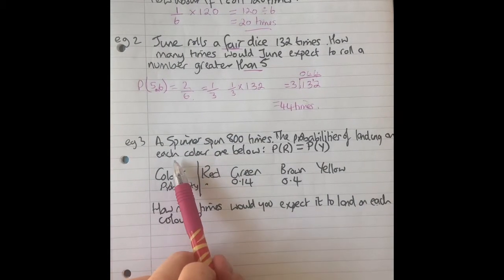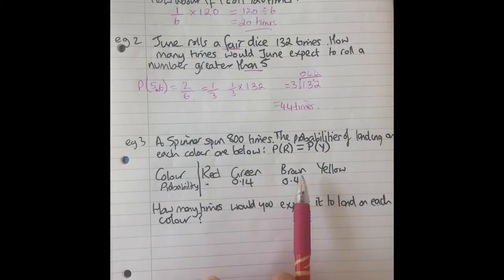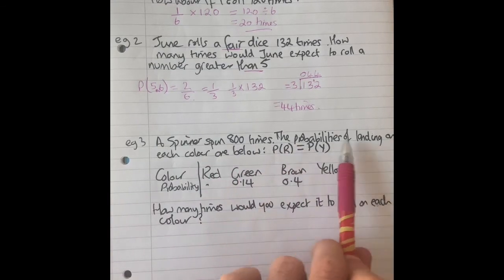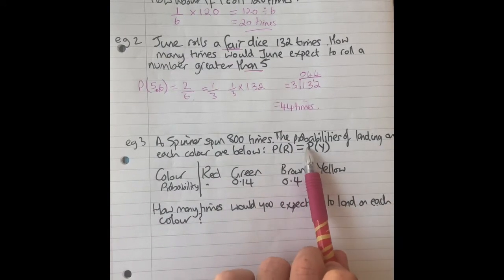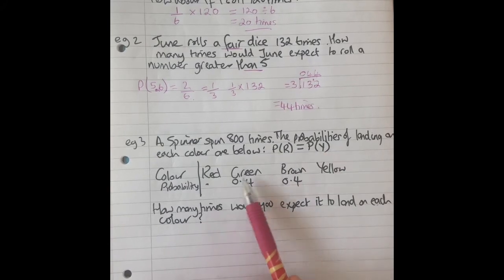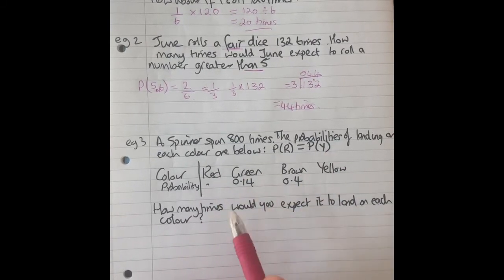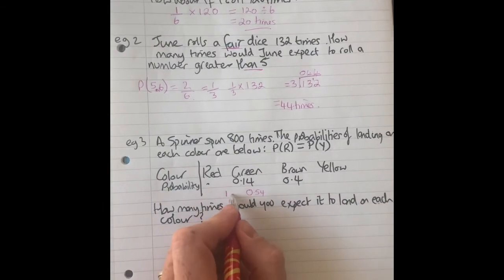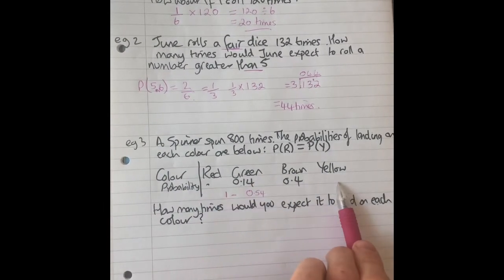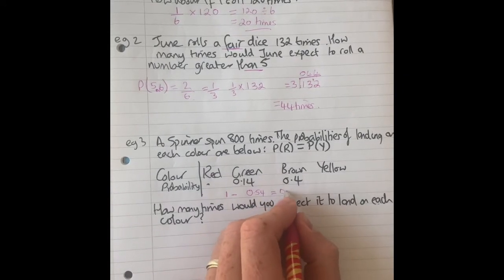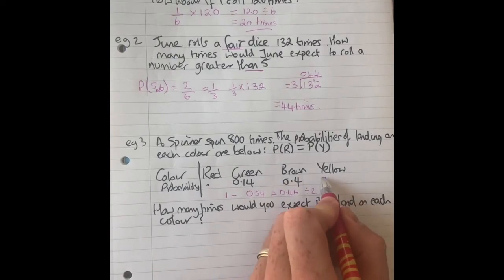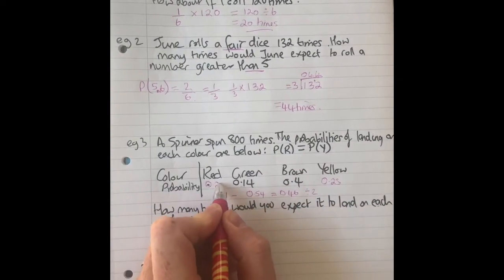Third example. So this incorporates the activity or the task, the clip number that you did before. So a spinner spun 800 times. The probabilities of landing on each colour are below. Probability of red equals the probability of yellow. So these two probabilities are equal to each other. So remember this table, what we did? We added these two together. That would be 0.54. And took that away from 1 because all these probabilities add up to 1. That would make 0.46. And because they're both equal to each other, you would divide that by 2. So each of these will be 0.23.